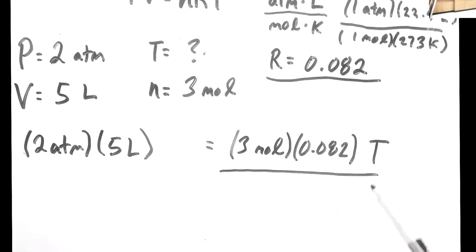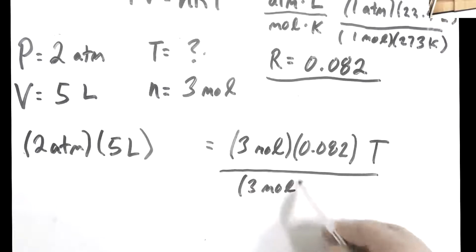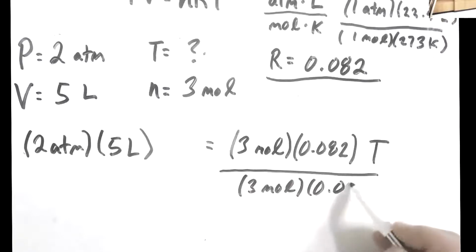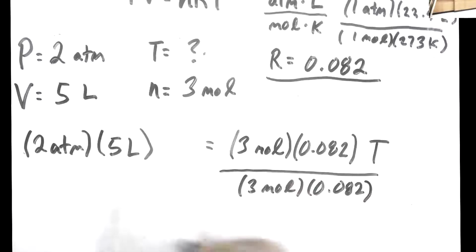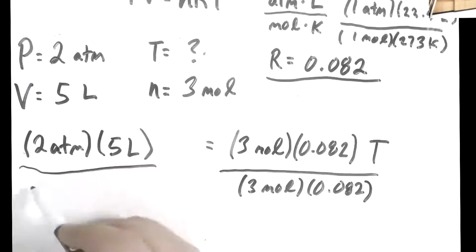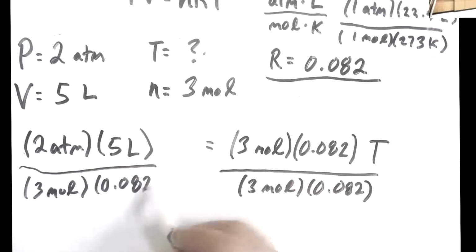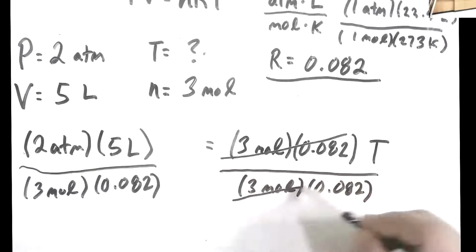3 moles and 0.082 are obnoxious. We want to get rid of them. So we're going to divide this side by the same thing. But whatever we do to one side, we have to do to the other. Now, this, of course, completely cancels.